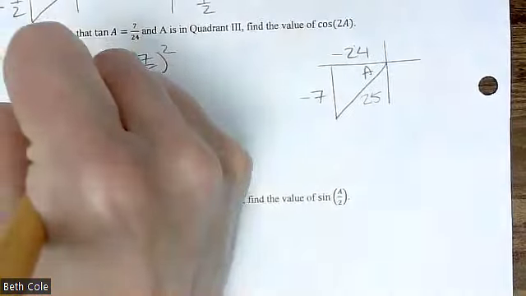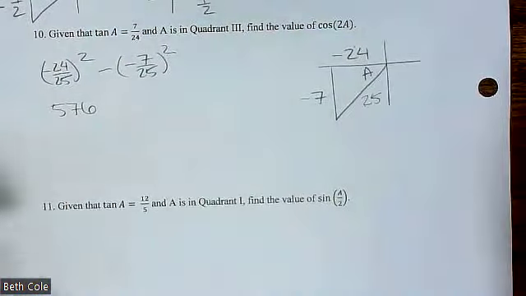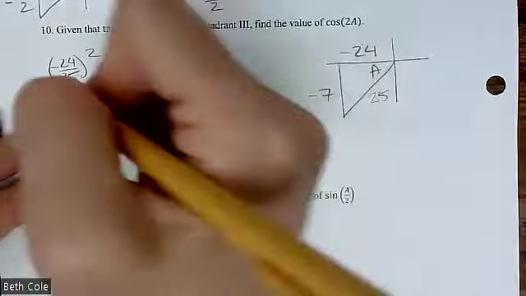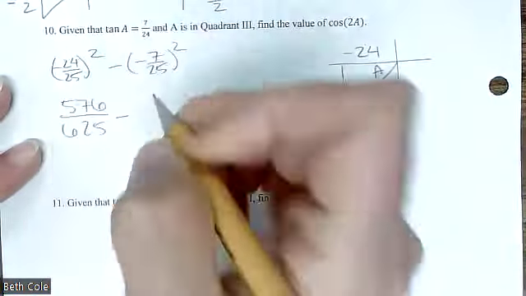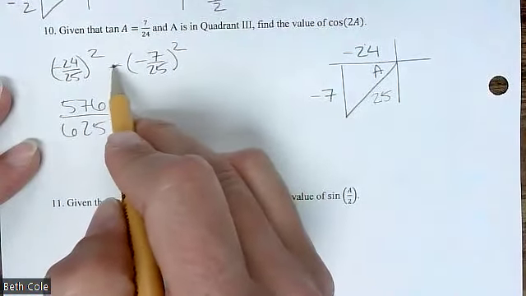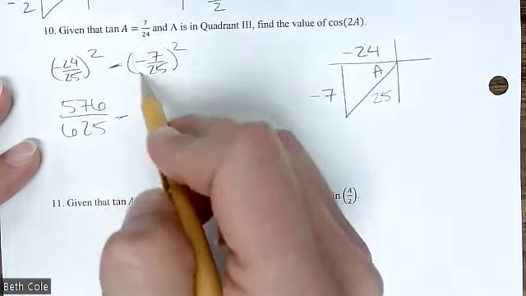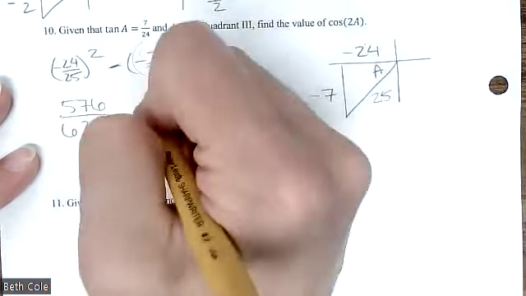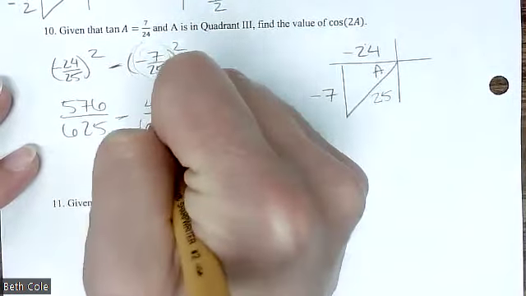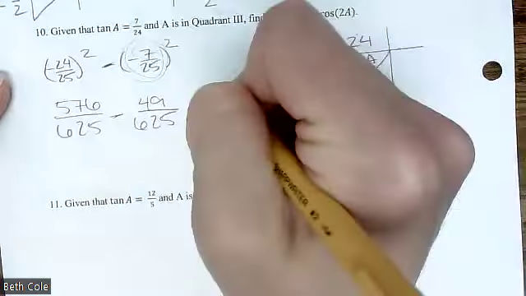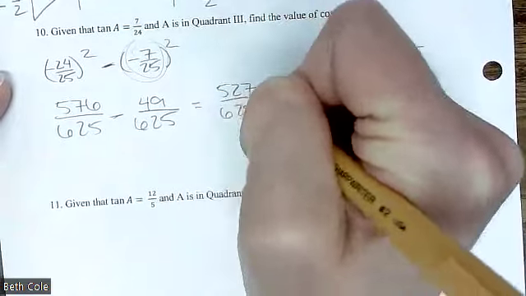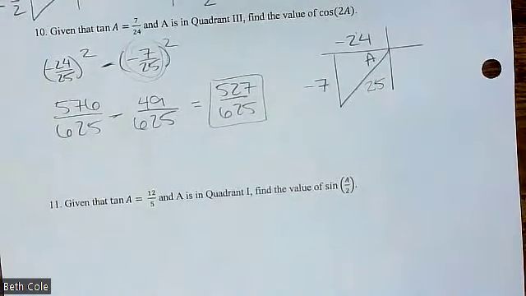It's 576. Why is it positive? Negative times a negative is a positive. Does anyone know 25 squared? That is 625. Minus, now this is still minus. This negative right here, this part turns positive. So that would be positive 49 over 625, and then you would just subtract those. I don't want to do that wrong in my head, so I'm just going to type it in real quick. It comes out to 527 over 625. Again, on your quiz, I'll pick littler numbers, so you'll be able to do it without a calculator.